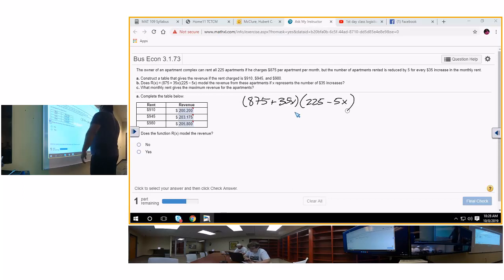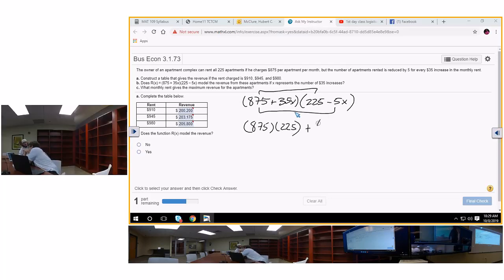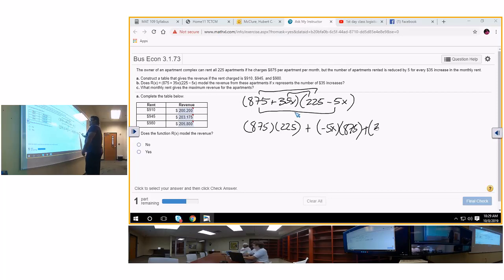And I'm going to turn that around because nobody writes it that way. So 875 times 225, plus negative 5x times 875, plus 35x times 225, plus 35x times negative 5x.